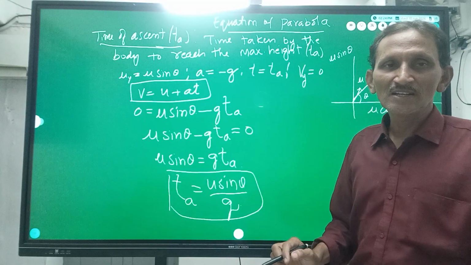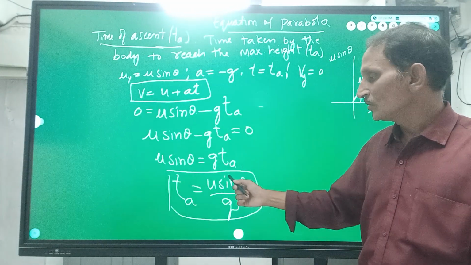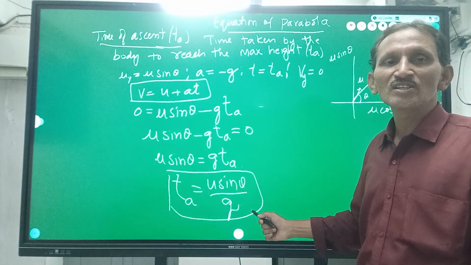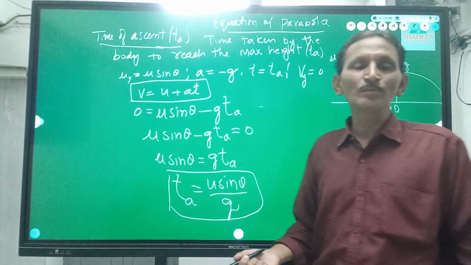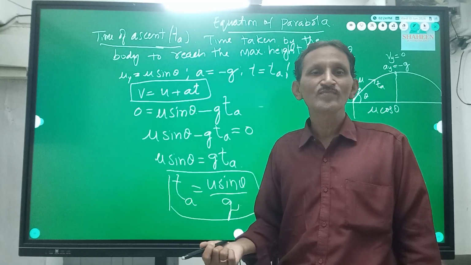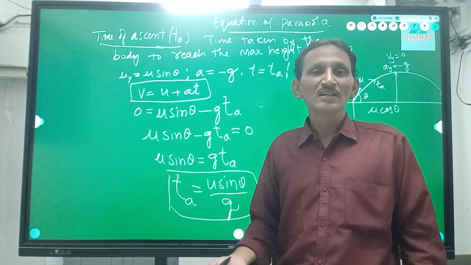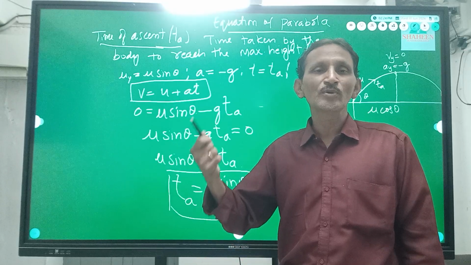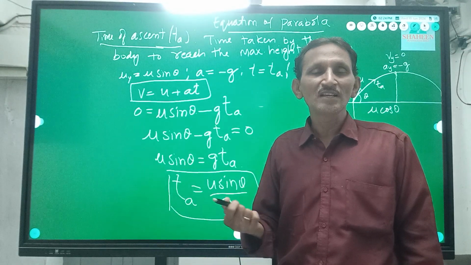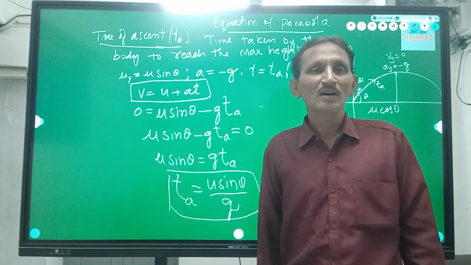Time of ascent can be calculated by knowing the u value, the theta value, and g as a constant, maybe 9.8 meter per second square or 10 meter per second square. If you calculate it, you will get the time of going up to reach the maximum height in the parabola. Okay, all of you copy it out.